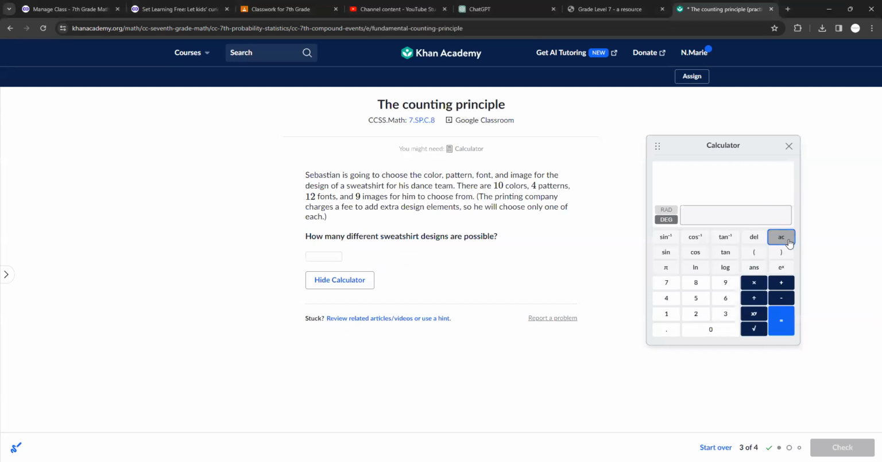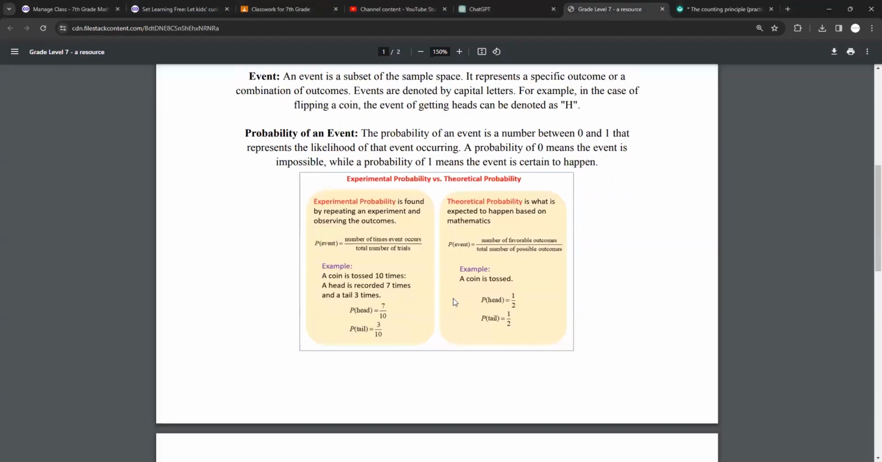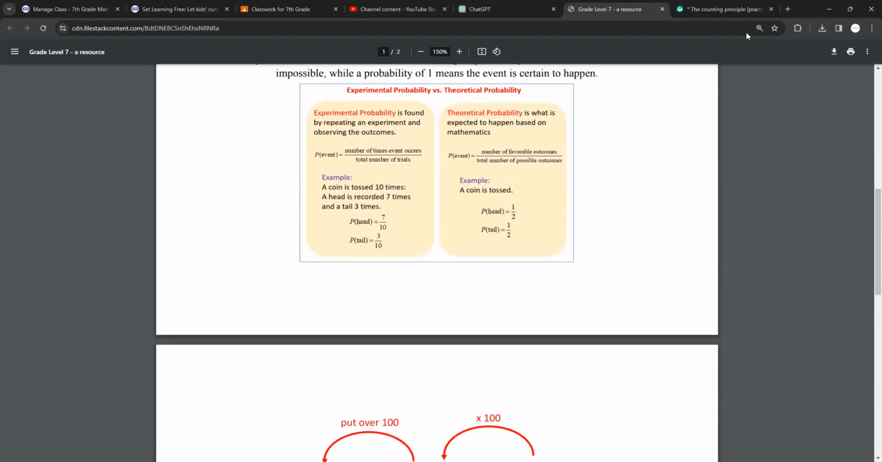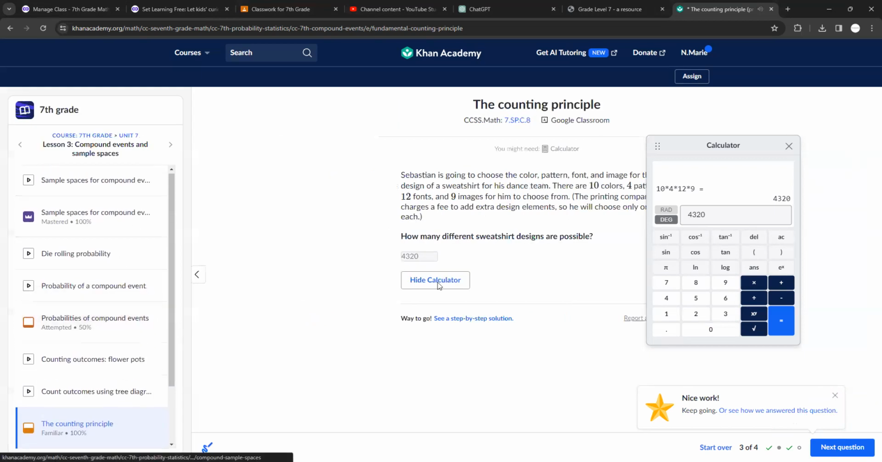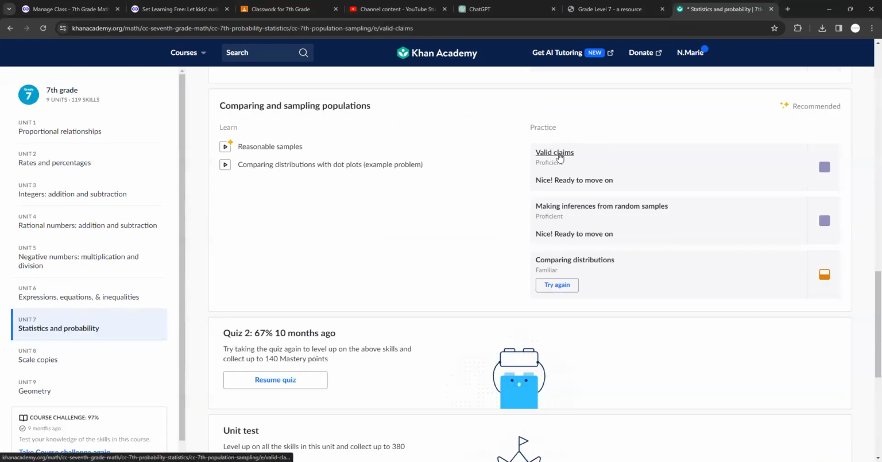So pretty much for these, you're just multiplying. Let's go back to that formula. To find the total number of possible outcomes, you multiply the total possibilities, right? That only makes sense. Because when you make these charts, there will be 4,320 different options to choose from. Probability can snowball effect really quickly.